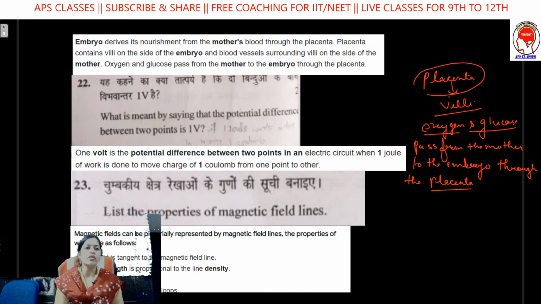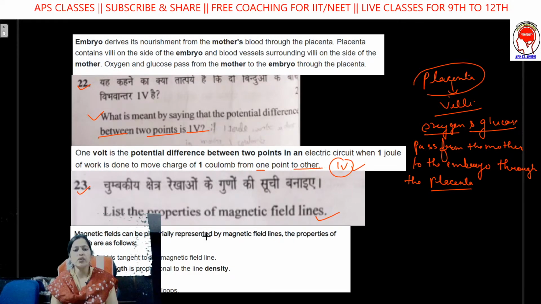Next is your question number 22, and your question number 22 is, what is meant by saying that the potential difference between the 2 points is 1 volt? So 1 volt is the potential difference between the 2 points in an electric circuit.